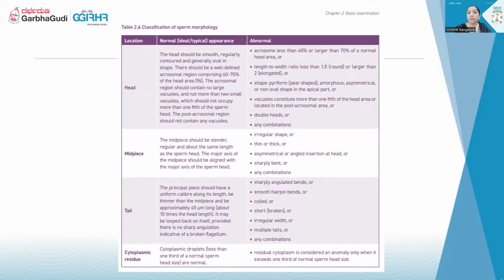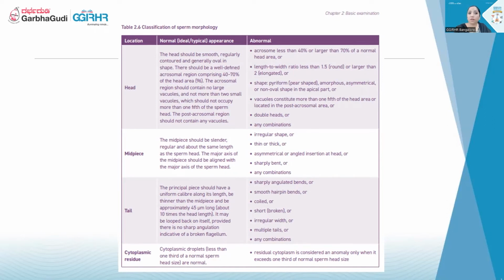Then moving to the midpiece, defined by the WHO, it should be slender, it should be regular and about the same length as the sperm head. So anything apart from this will be classified as abnormal. The major axis of the midpiece should be aligned with the major axis of the sperm head. So if you see it is pear shaped or oval, on the same axis, this midpiece should be aligned. And if there's anything like irregular shape, or if it is too thick or too thin, or maybe at an angle or sharply bent, or any combination of these, it should be treated as abnormal.